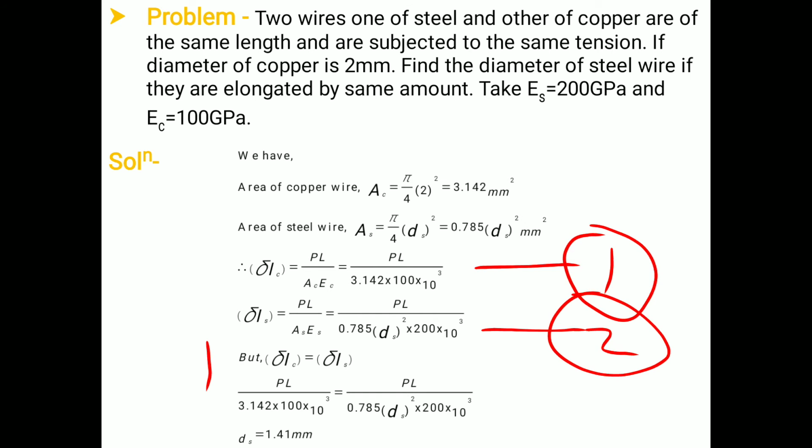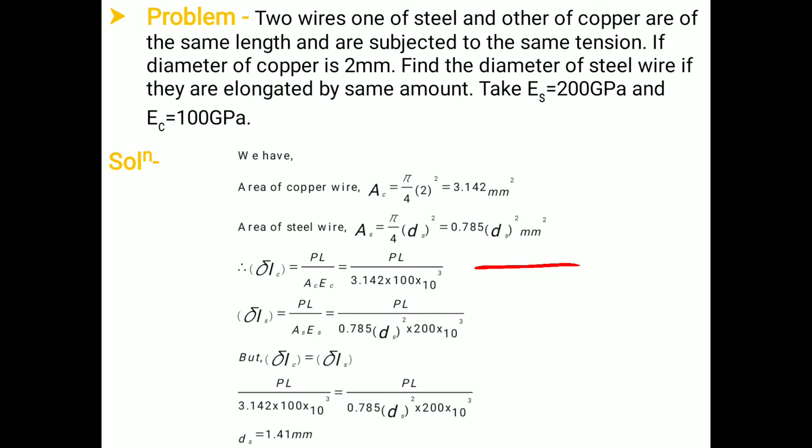And as per the given condition in the numerical, we have delta L of copper is equal to delta L of steel. On putting all those values and considering the conditions which are given in the numerical, meaning the same length and same force, we have the value of diameter of steel which is equal to 1.41 mm. This is the final diameter of the steel wire when both the wires are subjected to the same tension, have the same length, and if the elongation is same.